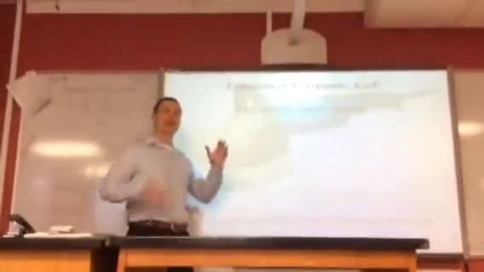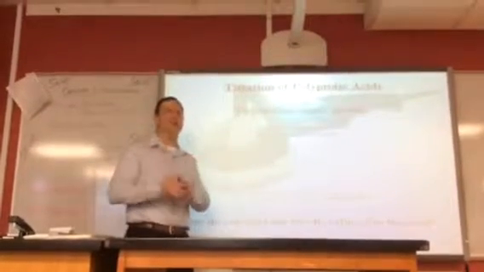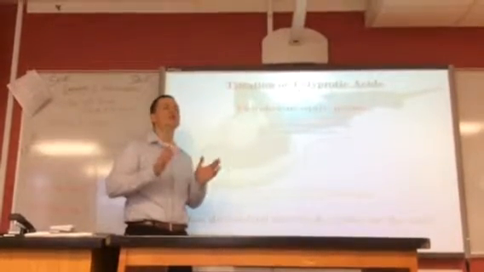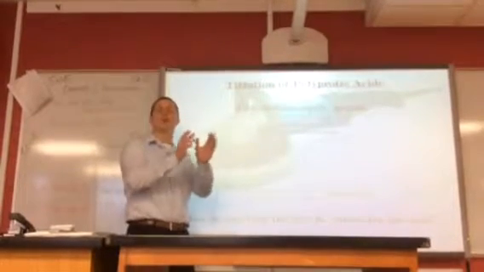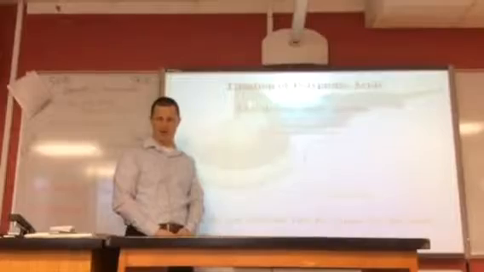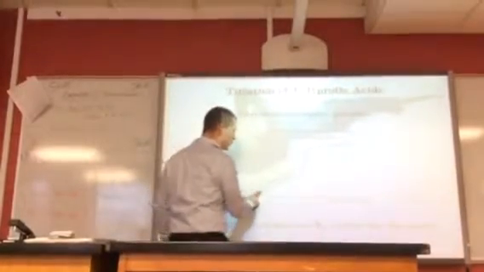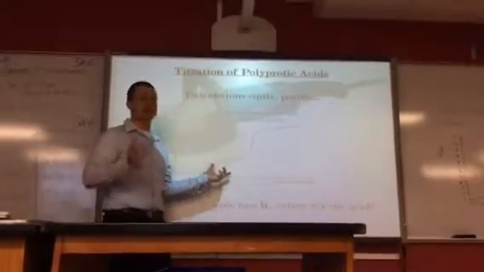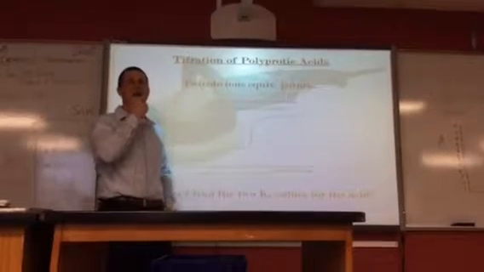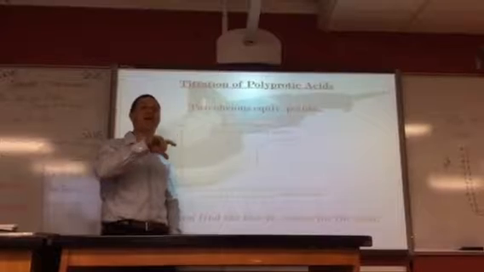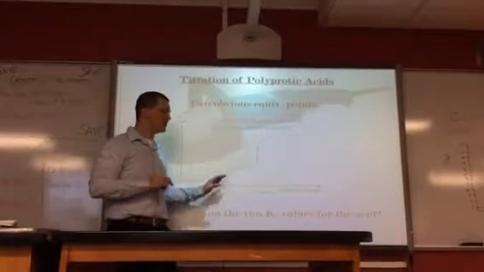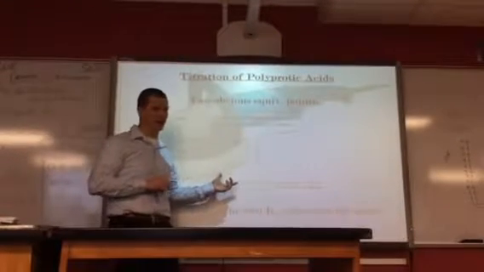A diprotic acid has 2 hydrogens that come off of it. We assume the second hydrogen only comes off after all the first hydrogens are gone from all the molecules. So you're going to get 2 equivalence points, one for the first and then one for the second. I'm going to be totally honest with you, I just searched for this image, and now that I reflect on it, it's not a good image, and I need to come up with a different one. Because in reality, in the lab, you're going to do a diprotic acid titration. It's not going to look like this.